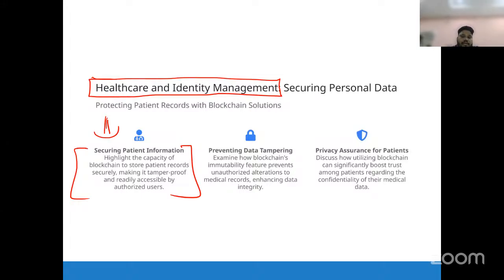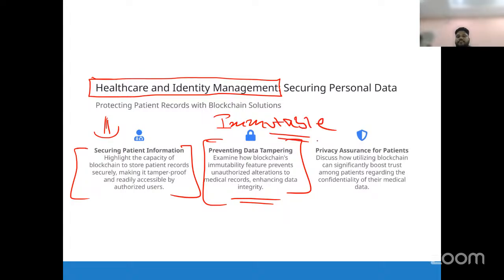And on top of that, we are also preventing data tampering. If you observe here, we are preventing the data tampering. How? Blockchain has a special feature. If you all remember, yesterday we discussed it. We have a special feature here called immutable.